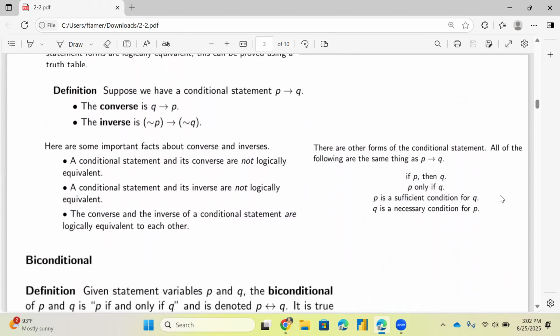There are other forms of the conditional statement. All of the following are the same thing as if P then Q. They can just show it as P arrow Q, or they can say if P then Q, P only if Q, P is a sufficient condition for Q, Q is a necessary condition for P. They are all other forms of this conditional statement.